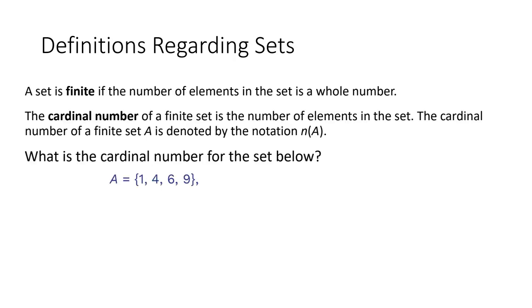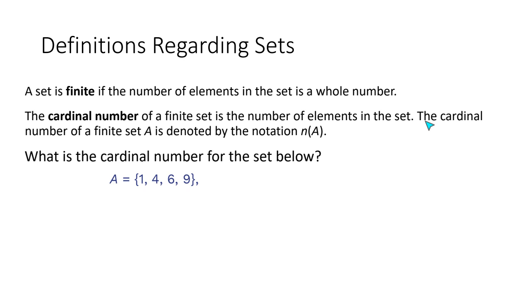So now we get into some more definitions. A set is finite if the number of elements in the set is a whole number. Okay, so if you can count them, then it's going to be a finite set. The cardinal number of a finite set is the number of elements in the set. So whenever you hear somebody say, what is the cardinal number of set A? All they're asking is, how many elements does the set have? Or they might ask, what is the cardinality of set A? So the answer is, how many elements are in that set?